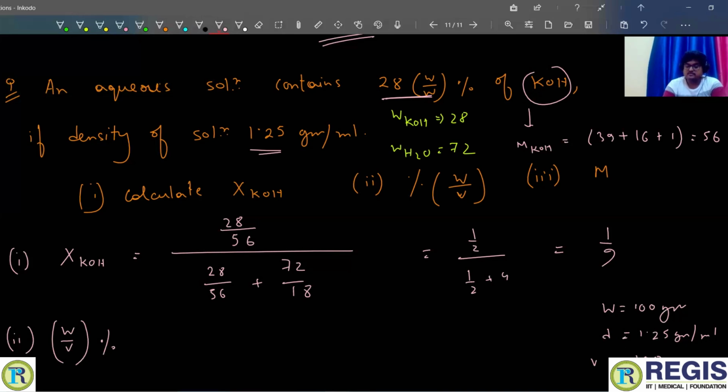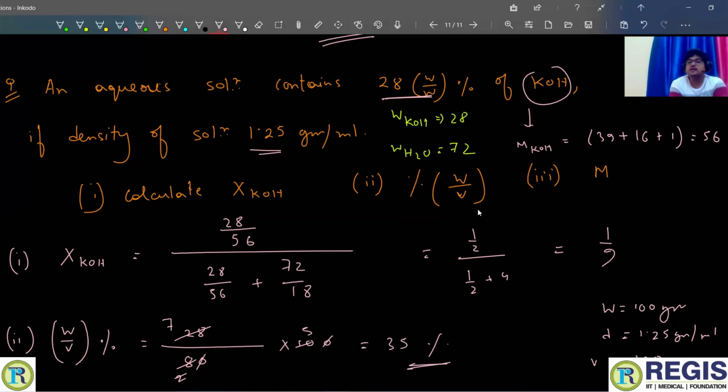This stuff is clear. So density equals mass by volume or weight by volume, whatever you can write. So volume equals weight by density. After getting calculations, this value becomes 80. So weight of KOH, which is 28, 80 into 100. So this value becomes 35%.